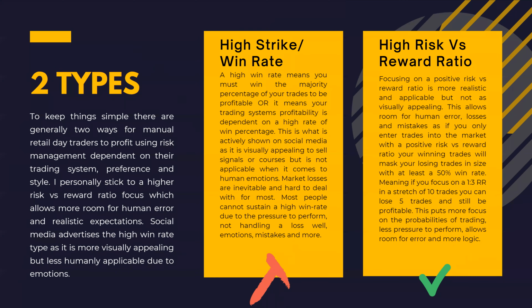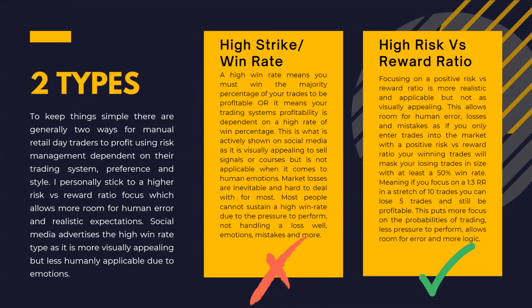So to keep things simple, there are generally two ways for manual retail traders to profit using risk management, dependent on their trading system, preference, and style. I personally stick to a higher risk versus reward ratio focus, which allows more room for human error and realistic expectations. Social media advertises the high win rate type as it's more visually appealing. It's more appealing to the ego. It's more appealing for advertising. It's more appealing for sales. People get more impressed by it, but it's less humanly applicable due to emotions, right?